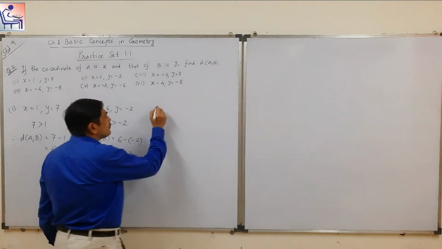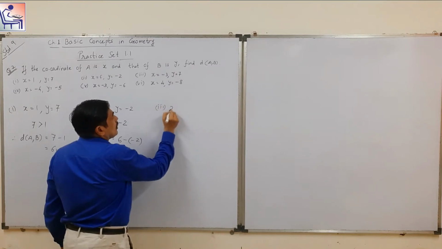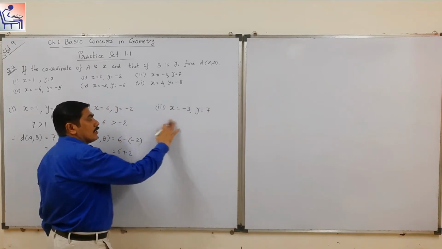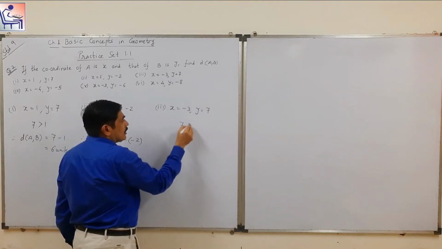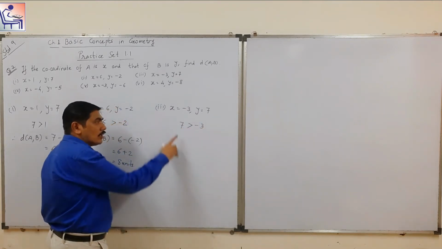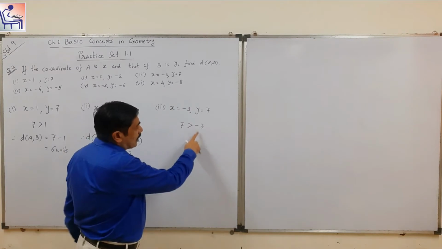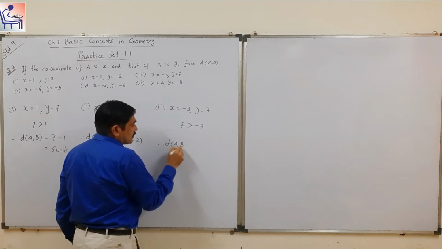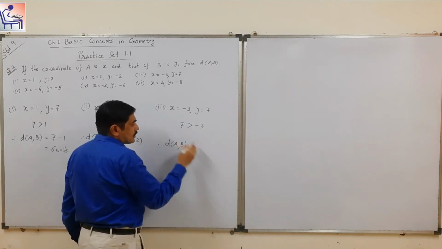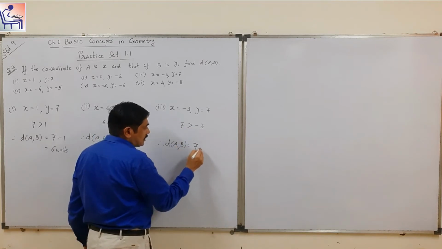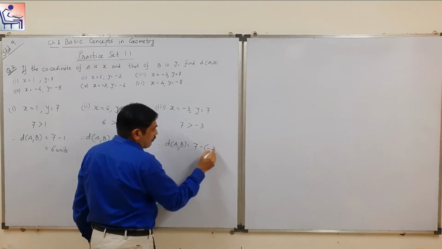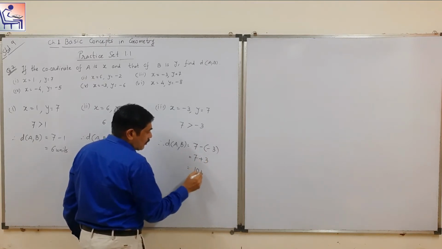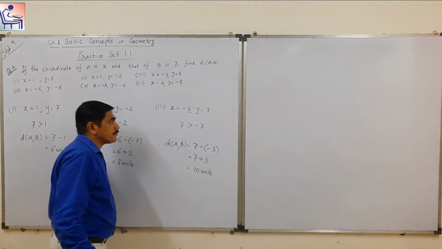Now the third question. X is equal to minus 3 and y is equal to 7. Once again you know that 7 is greater than minus 3. All positive numbers are greater than all negative numbers. So here we can find distance AB by subtracting minus 3 from 7. So I will put 7 minus minus 3. In short, it becomes plus 3, and 7 plus 3 is equal to 10 units.